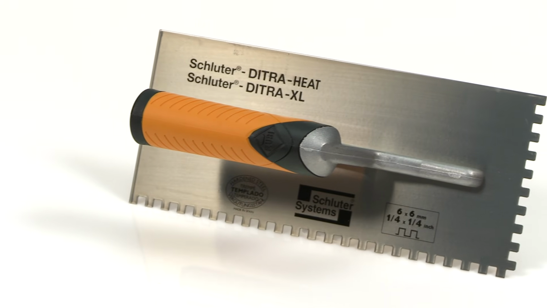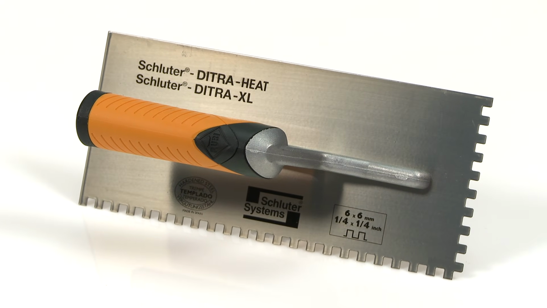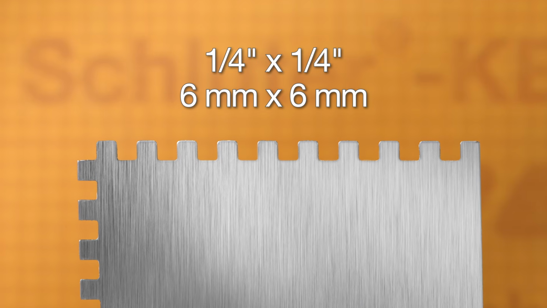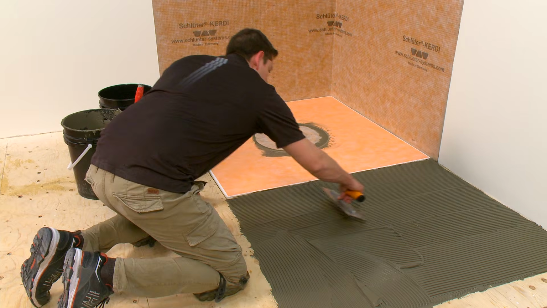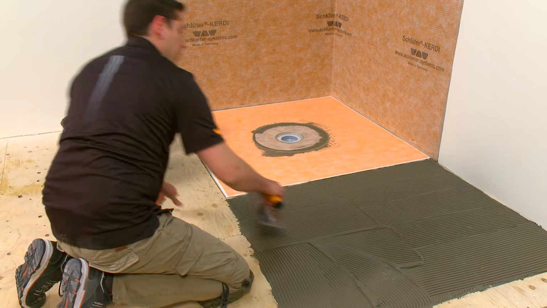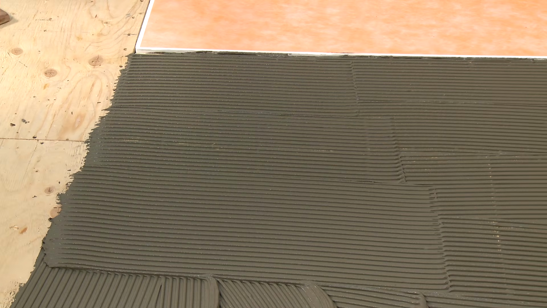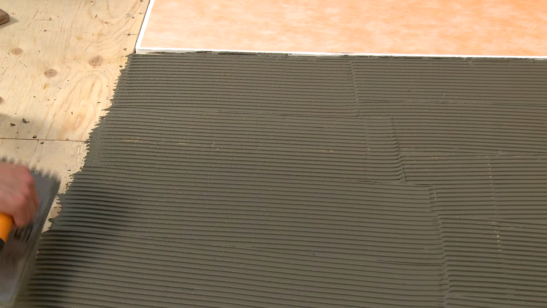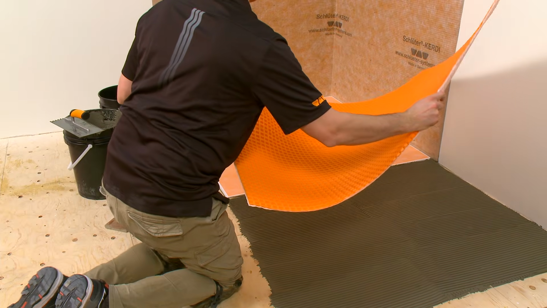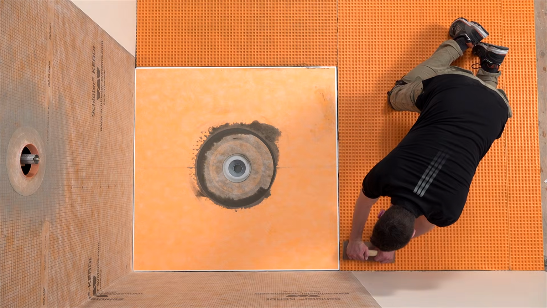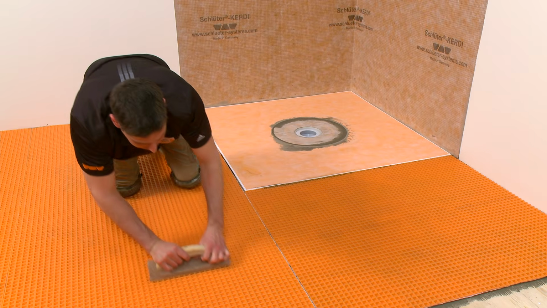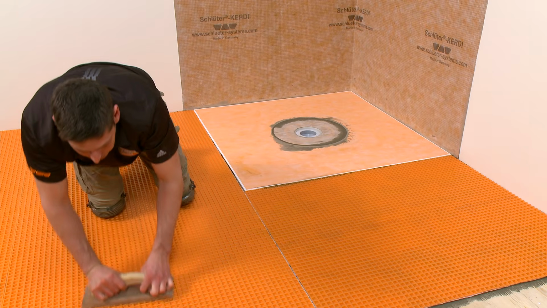Apply the mortar to the substrate using the Ditra XL trowel or a 1/4 inch by 1/4 inch square notch trowel. The membrane is installed using Schluter All-Set, Schluter Fast-Set, or a modified thin-set mortar. Solidly embed the membrane in the mortar using a wood float or a roller. We have achieved a flush transition between the shower area and the bathroom floor.